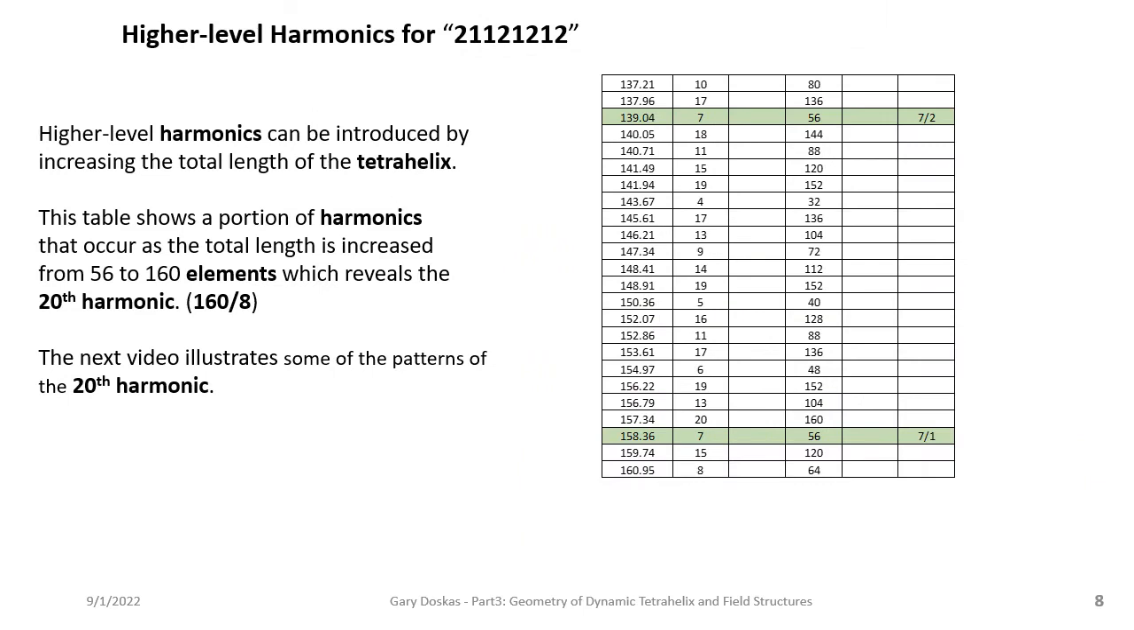Higher-level harmonics. Higher-level harmonics can be introduced by increasing the total length of the tetrahelix. This table shows only a portion of harmonics that occur as the total length is increased from 56 to 160 elements, which reveals the 20th harmonic, 160 divided by 8. The next video illustrates some of the patterns of the 20th harmonic.